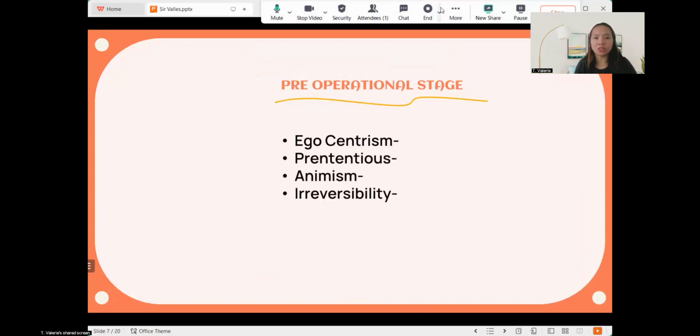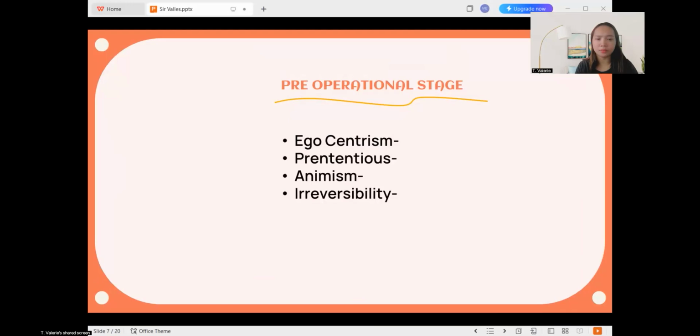Pre-operational stage. So under the pre-operational stage, we have egocentrism, wherein the child is self-centric during this stage. And let's have the second one, pretentious, from the root word pretend. So the child is pretending during this time. And we have animism. During this stage, the child is giving life to non-living things.